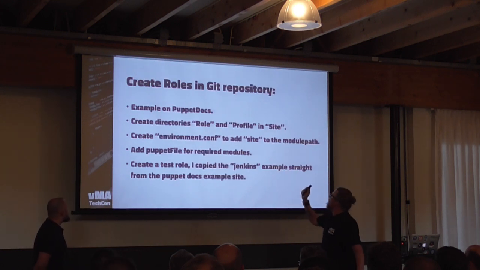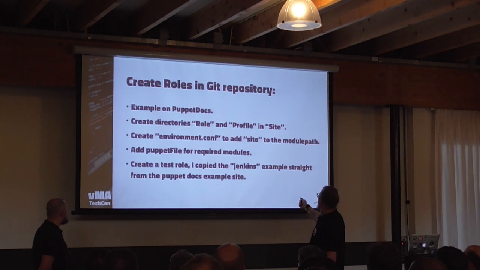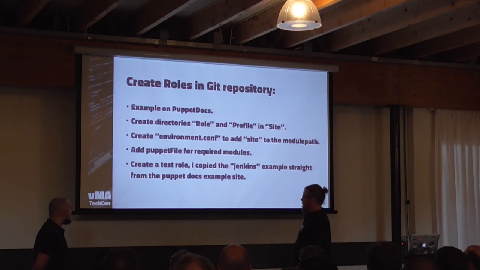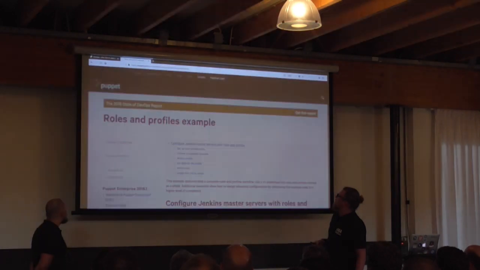Here we go. Create roles in the Git repository. There's an example in the Puppet docs, which we're going to use. Create directories, role and profile, in the site directory. I'm not going to bore you with all of this, I'm just going to show it to you. Oh, last bit. As a test role, I just copied the Jenkins example. Once again, straight from the Puppet docs, copy pasting. Nothing too fancy or interesting.